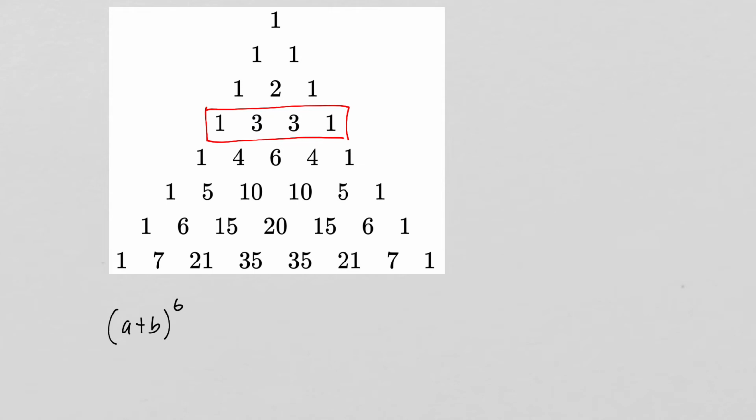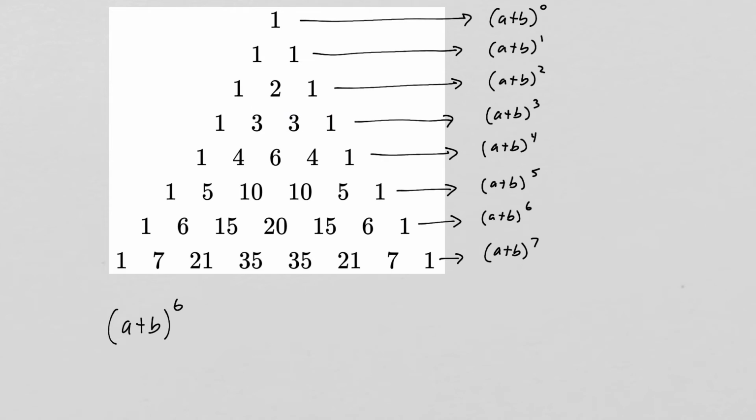So just to give you a real quick reference here, the top row corresponds to a plus b to the 0, and we never have to use Pascal's triangle for this. The second row corresponds to a plus b to the first power. The third row corresponds to a plus b to the second power, right? So what that means, for example, is that when you multiply out a plus b to the second power, you get a squared plus 2ab plus b squared, right?